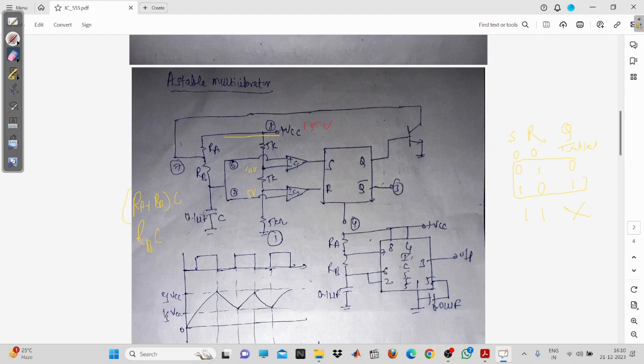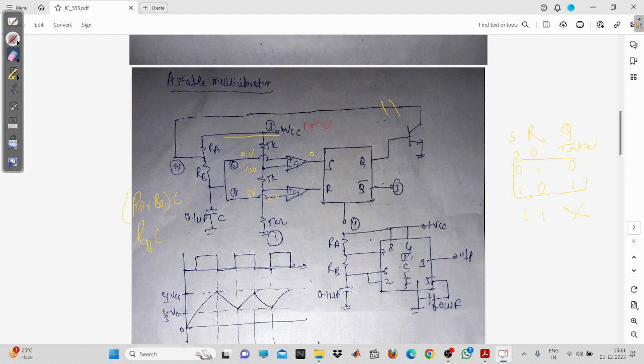Now, initially the capacitor is at 0 volt. When the capacitor is uncharged, this one will be 0 and 0. So you can see that this one will be 0 and this one will be 1, so it will be reset. This path is broken. There is no connection between the transistor and this path.